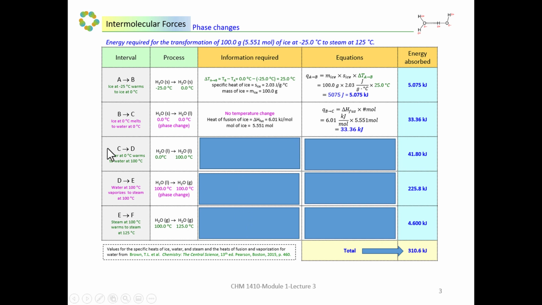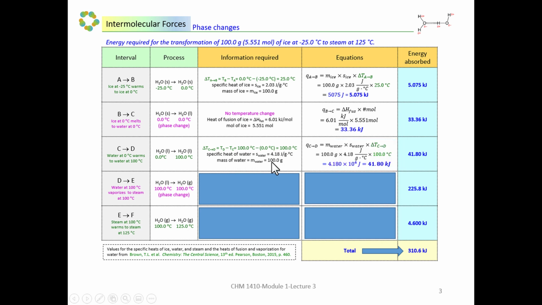Now that we have liquid water, we need to warm it to 100. And of course, the temperature change there would be positive 100. Now we need the specific heat of water, which is different than the specific heat of ice. Again, a number you would be given or look up. The mass of water hasn't changed. And so we simply need to take the mass of water, multiply by the specific heat of water times the temperature change, and we get 41.8 kilojoules.